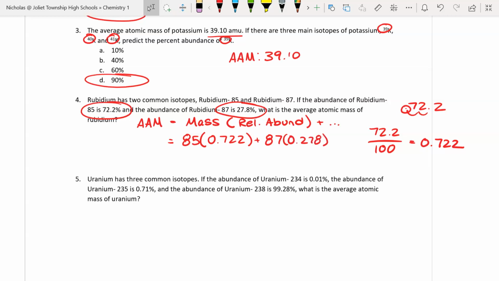And when I multiply that out on my calculator, I get 85.56 AMU. And that is my answer right there. I don't need to divide by 2 or anything weird like we would with a normal average. We just simply multiply each mass by the relative abundance, and we add all of those up.